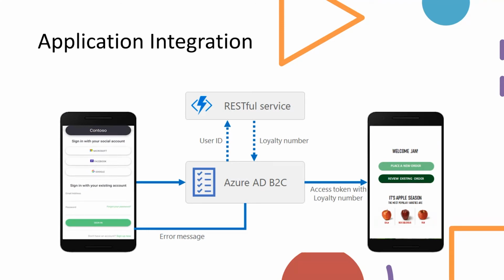In the case of more complex scenarios, you can create a custom policy and integrate with a REST service. So here's a loyalty number example. The user signs in, they enter their username and password, or signs up with their email address, and they enter their loyalty number. You can make a call from Azure B2C to your web service, your REST service, to validate that loyalty number or to look it up, and then return that loyalty number as part of a claim within the token to your application.